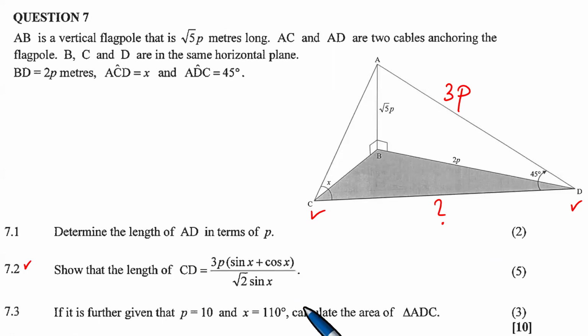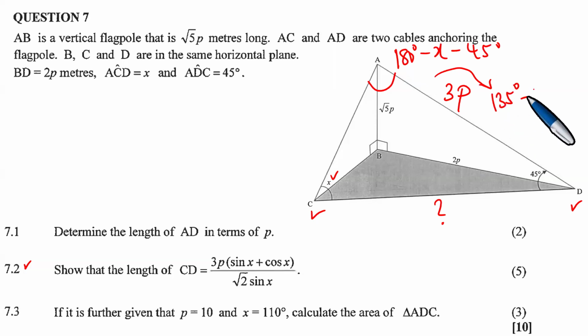And so to be able to find the length of CD, we need to compute it using any of the rules that we know, right? We already know that this one is X, this one is 45, which means that this angle here is going to be 180 degrees minus X minus 45 degrees. Meaning therefore you have 180 minus 45, which is 135 degrees minus X.